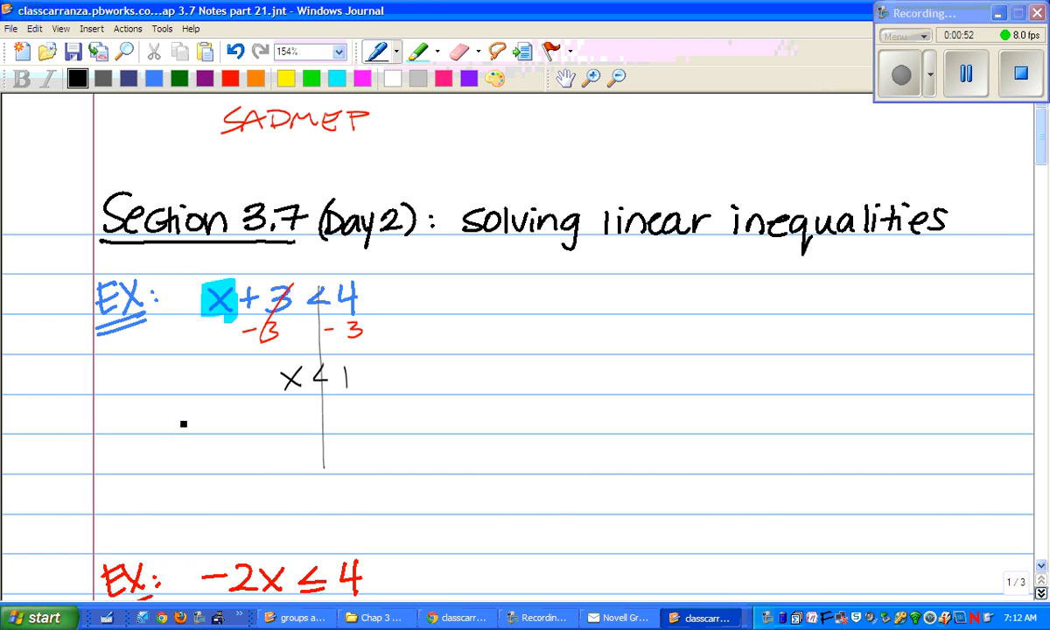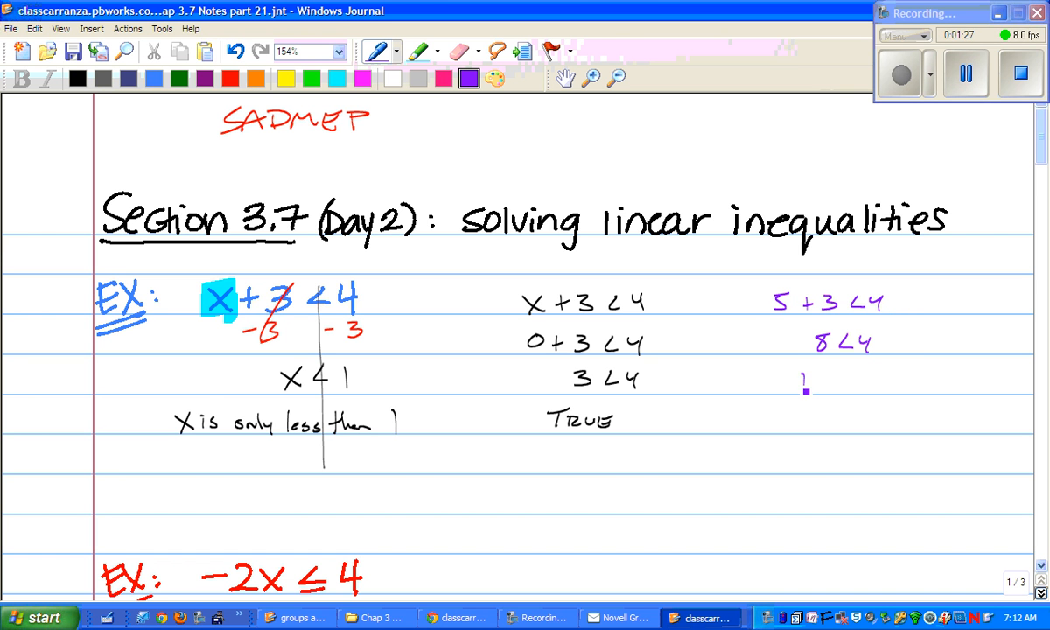Okay? So that is saying x is only less than 1. So what's a number less than 1? I can't hear you, so I'm going to think you said 0. So 0 plus 3 is 3. Is that less than 4? True. Now on the flip side, if we picked a different number, say 5, is 5 plus 3 less than 4? Well, that gives us 8, and 8 is not less than 4. That is a false statement. Okay?